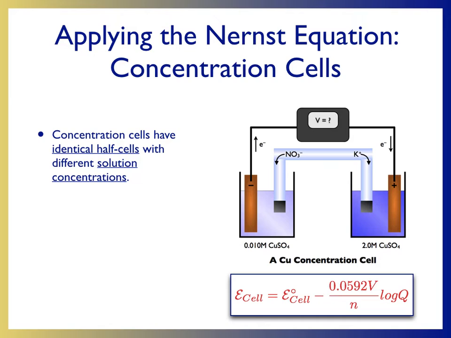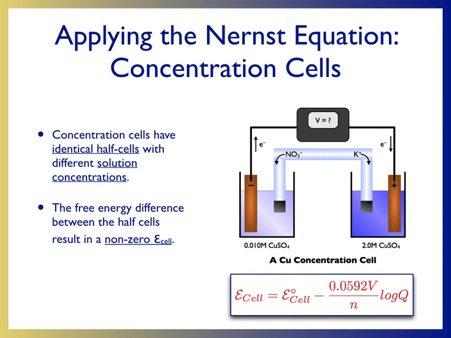The concentration cell pictured uses the copper 2 plus half reactions. However, the cathode has a higher concentration than the anode. This is crucial in order to have a cell with a positive voltage. The free energy difference that allows for the cell to work is because of the two different concentrations, and this will give you a non-zero E cell.